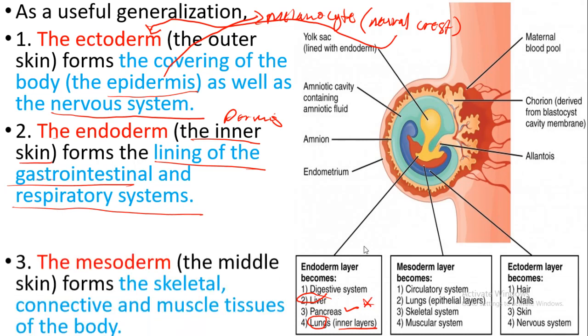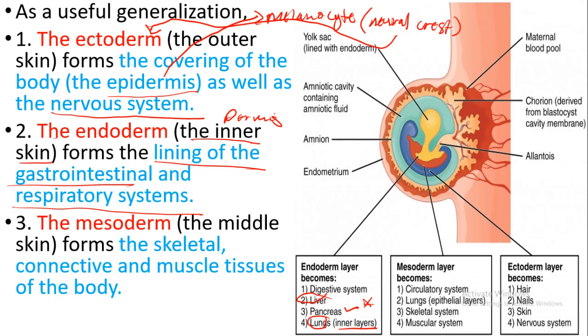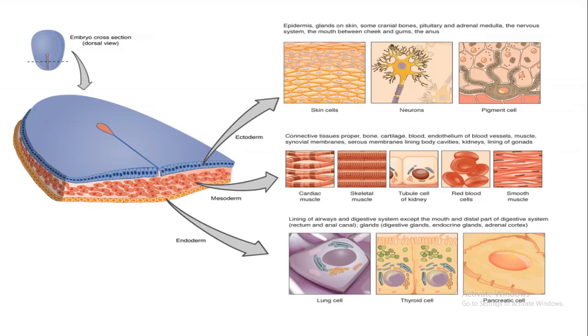Then the mesoderm, which is the third layer of germ cells. When you talk of the mesoderm, it gives the middle skin, which forms the skeletal system, the connective system, and also the muscle tissue. Okay, let's quickly move on.